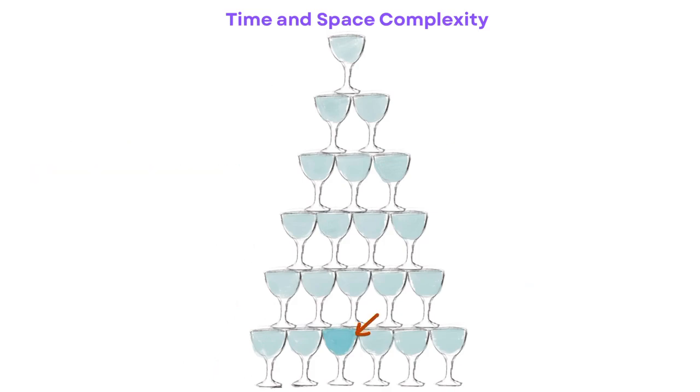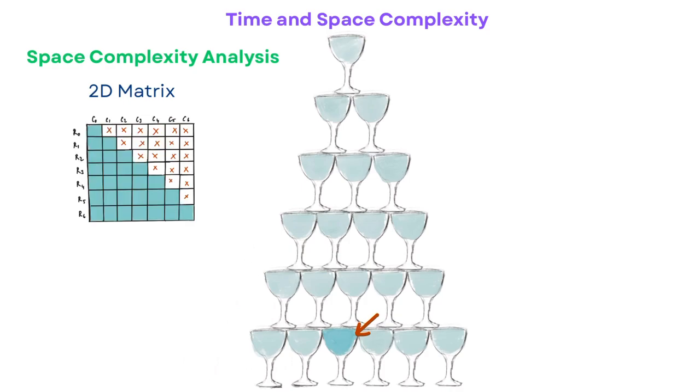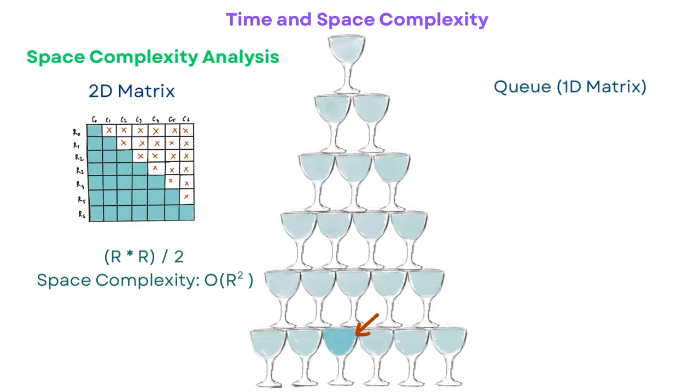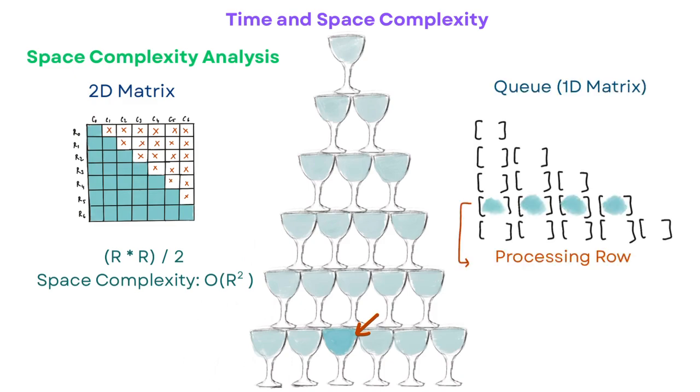For space complexity, we have two approaches. In the first approach, we can store the entire matrix in memory. This costs O(r squared) space, which includes a lot of wasted empty area. In the second approach, notice that we only need data from the previous row. By using a single array and updating it on the fly, we can optimize the storage to just O(r). This makes our algorithm much more memory efficient.